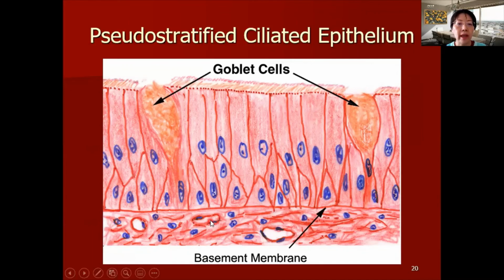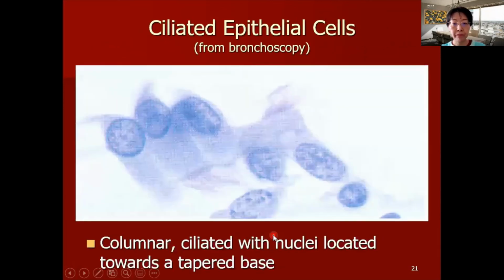And they even draw the capillary. You can see this capillary here. Why? Because the cell that lines the capillary is squamous. So that's why the nucleus is flat.